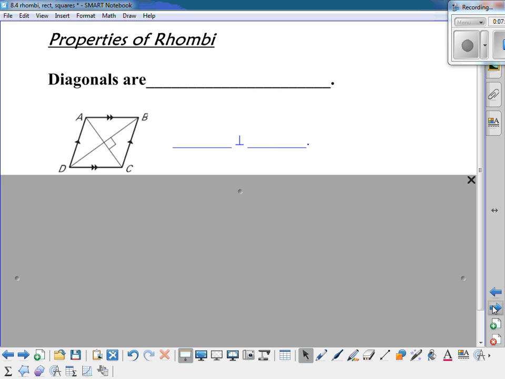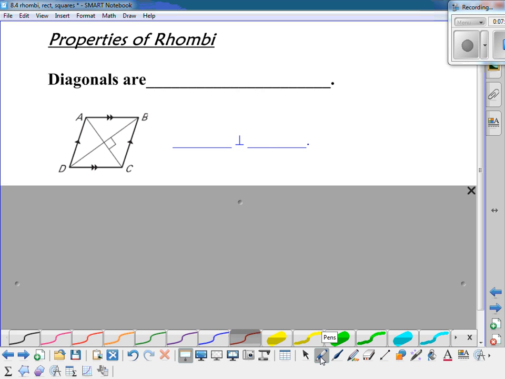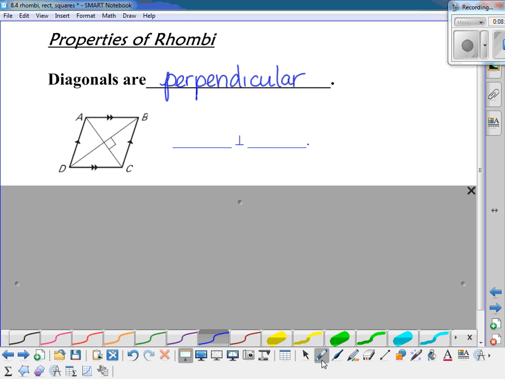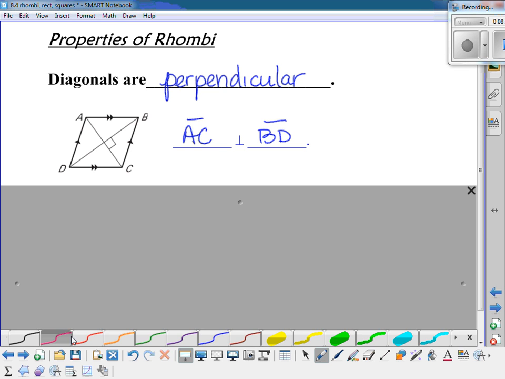So rhombi have some special properties. The first one is that the diagonals are perpendicular. So in my figure, I know that AC would have to be perpendicular to BD because ABCD is a rhombus, although it's not marked. I should mark that all these sides are congruent.